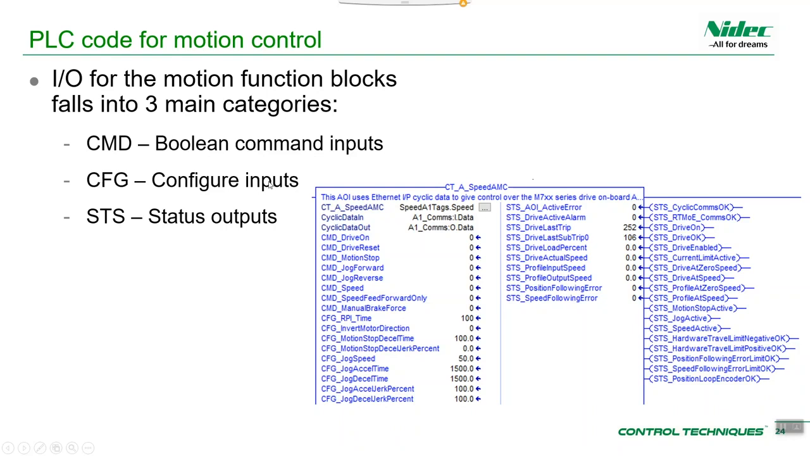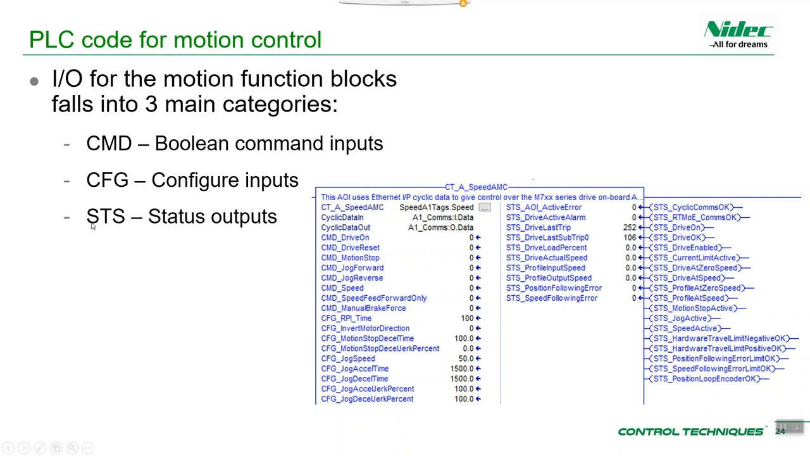Then CFG, which is configure inputs. This is setting up the properties of an individual reference. So for example, you can see down here we've got configure jog speed, jog acceleration time, jog deceleration time, etc. So configure inputs are there to set up the properties of these commanded references.